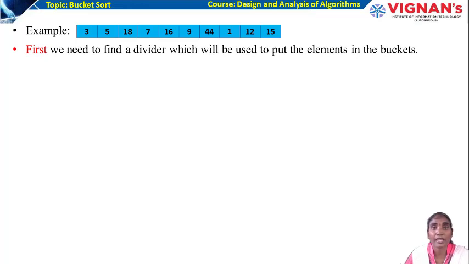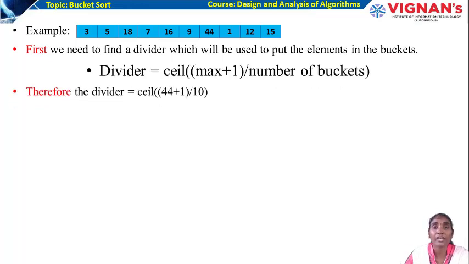Let us consider an example array. Firstly, we have to find the divider which will be used to put elements into buckets. Here, as we are using the decimal number system, the digits are from 0 to 9, so we are using buckets 0 to 9. Now we have to find the divider. To find the divider, the formula is CEIL of (max plus 1) by number of buckets.